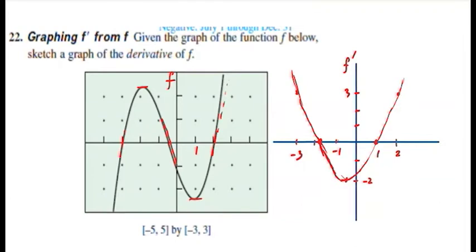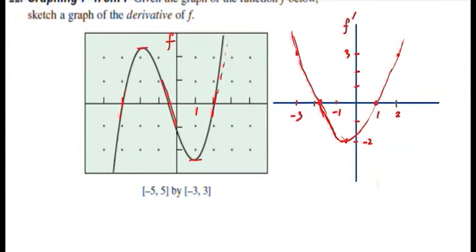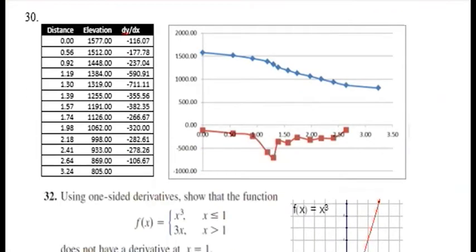Parabola looking thingy. And that kind of makes sense because this looks somewhat like a cubic function, and in yesterday's example, the derivative of a cube was a quadratic function. Yeah! Now that makes sense, doesn't it? So that's how you do that one. Okay. Now, well then, let's look at number 30.